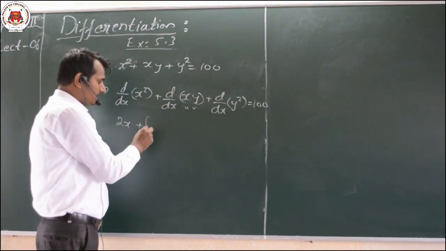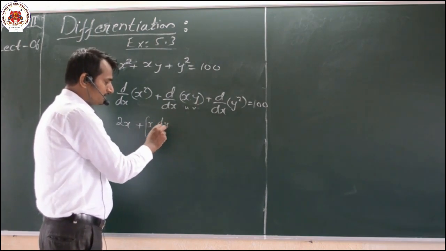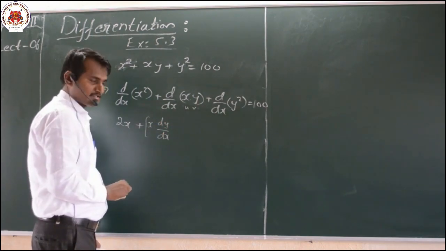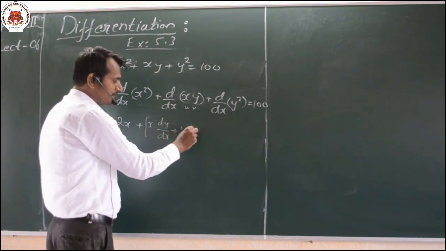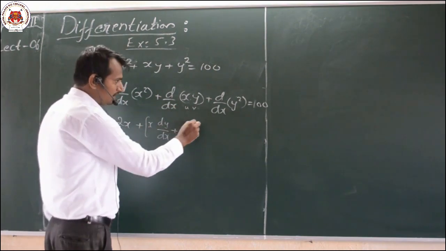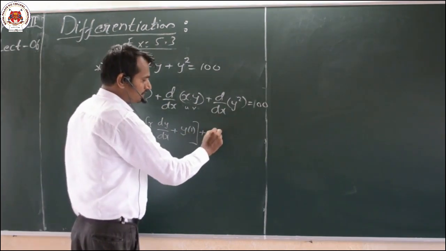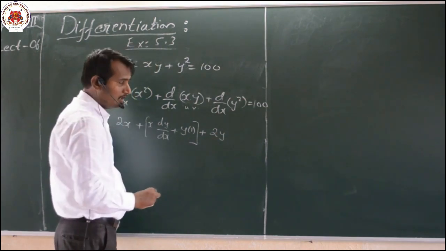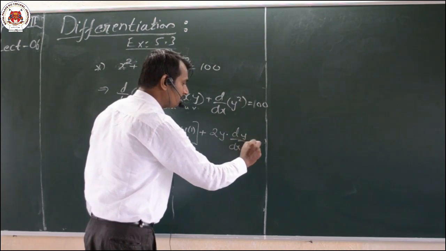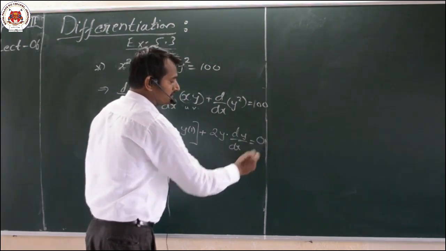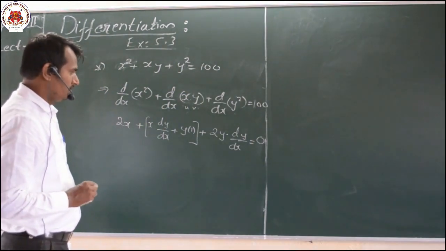So that is nothing but x as it is, y differentiation with respect to x is dy by dx, then plus y as it is, x differentiation with respect to x will be 1 here, very simple part. Plus now here y square differentiation will be 2y into further d by dx of y, which is equal to a constant, and constant differentiation will be 0. Very simple thing it is.